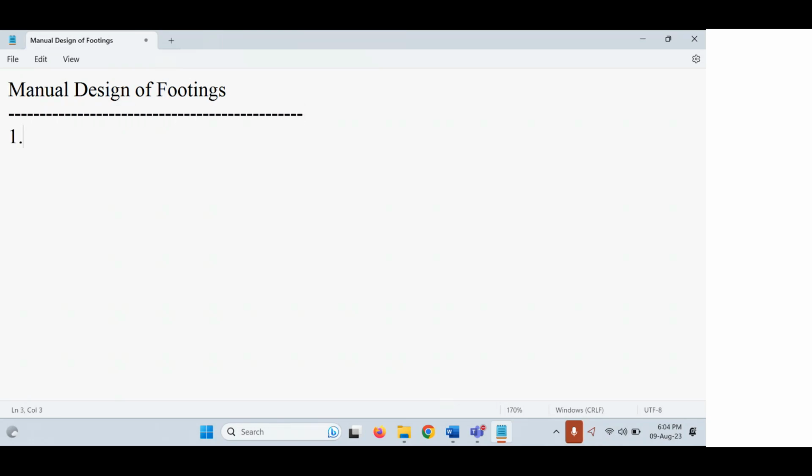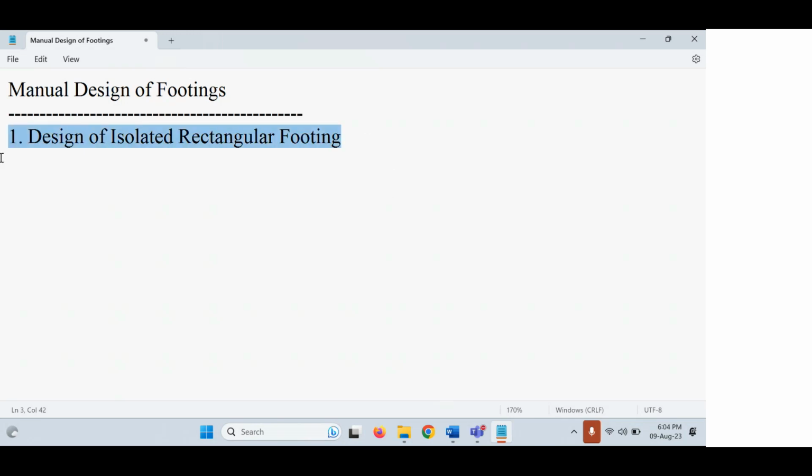Starting with the first one that we are going to discuss in this particular session, the design of isolated rectangular footing. After that, we will see the square footing, the combined footing, strap footing, and other types of footings. Before discussing the design process, let me show you the problem statement, so you know for what condition we are going to design the rectangular footing, and then we'll proceed to the design process.